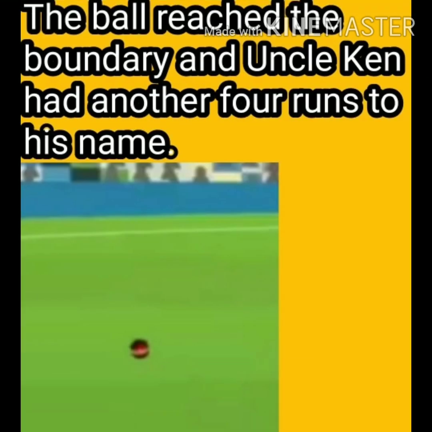And the ball, where was it? The ball reached the boundary and Uncle Ken had another 4 runs to his name. It means first 4 runs, and now these 4 runs, it means Uncle Ken got 8 runs.